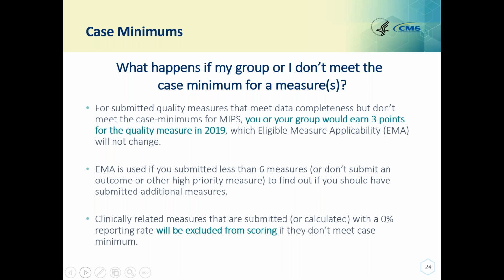Clinically related measures that are submitted or calculated with a 0% reporting rate will be excluded from scoring if they don't meet case minimums. So I'll say that last sentence again because it's one that I think we have often heard needed emphasis. So clinically related measures that are submitted or calculated with a 0% reporting rate, I'll say it one more time, a 0% reporting rate will be excluded from scoring if they don't meet case minimums. Okay, slide 25.